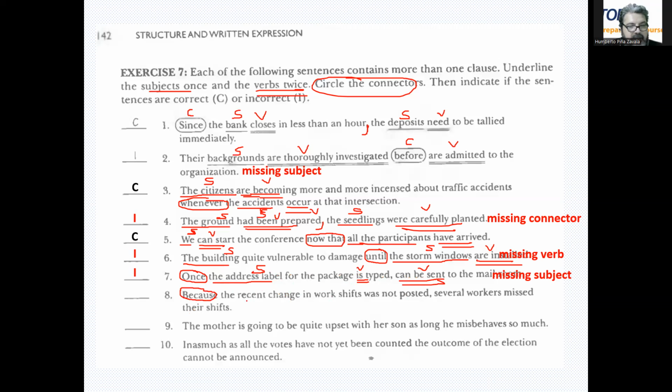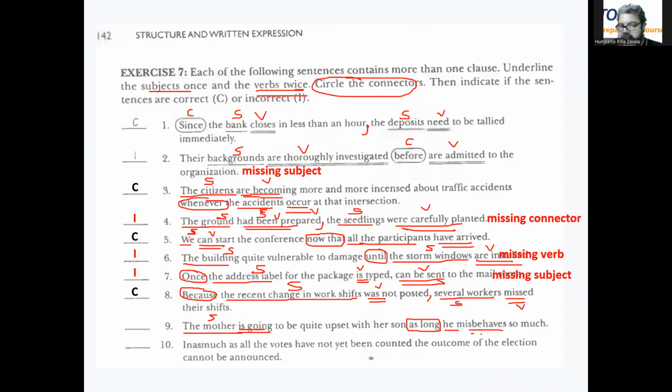Because there isn't a change in the work shift, subject, was not posted, verb, several subject, several workers missed, verb, their shift. Okay, so the comma is in the middle, the conjunction is at the beginning. That is fine.